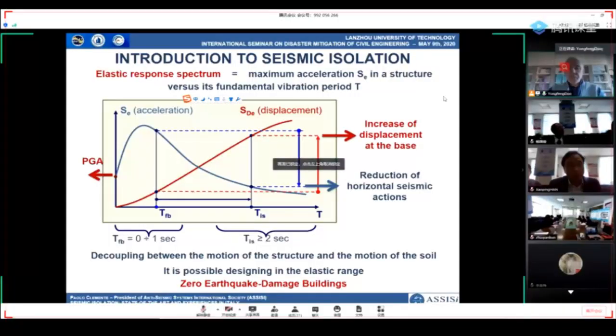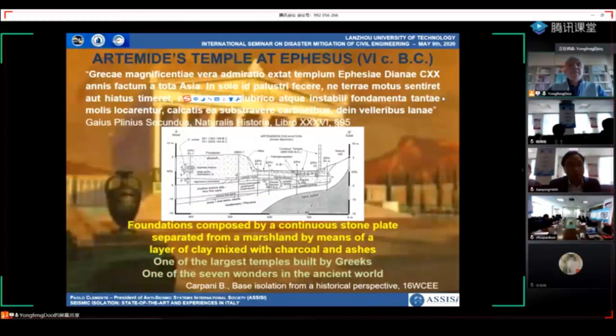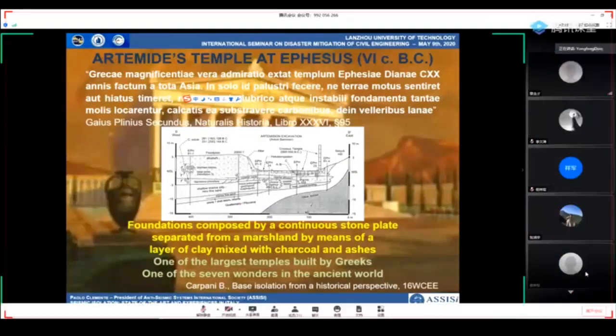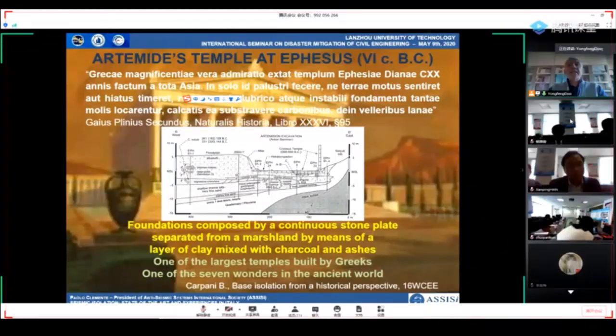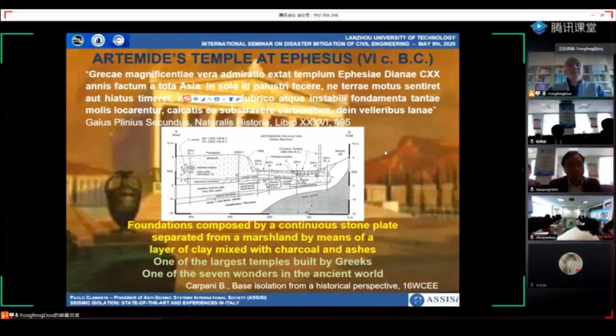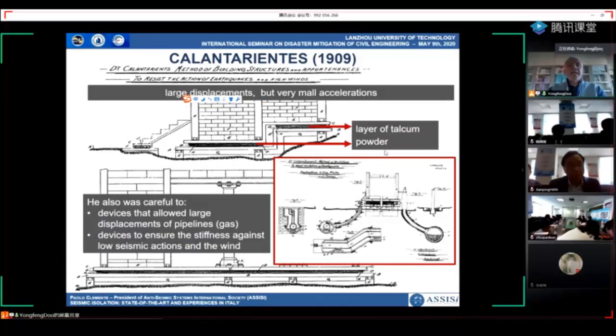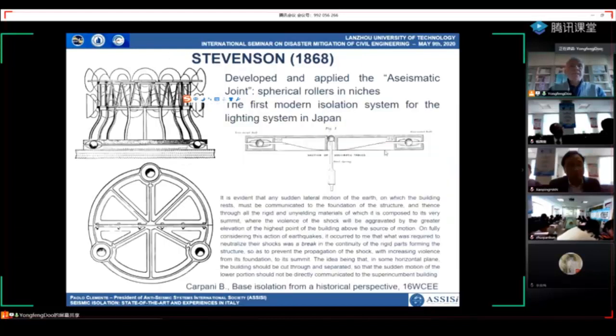New idea, ingenious idea? Well, ingenious maybe, but not new. The ancient Greeks used a foundation composed by a continuous stone plate separated from the ground by means of a layer of clay mixed with charcoal and ashes, and also other techniques. A similar solution was proposed in 1909 by Calantarients. He used a layer of talcum powder between the foundation and the structure. But the first engineering device was developed by Stevenson in USA in 1868. He called it a seismic joint. This consisted in spherical rollers in niches and was used to protect the lighting system in Japan.